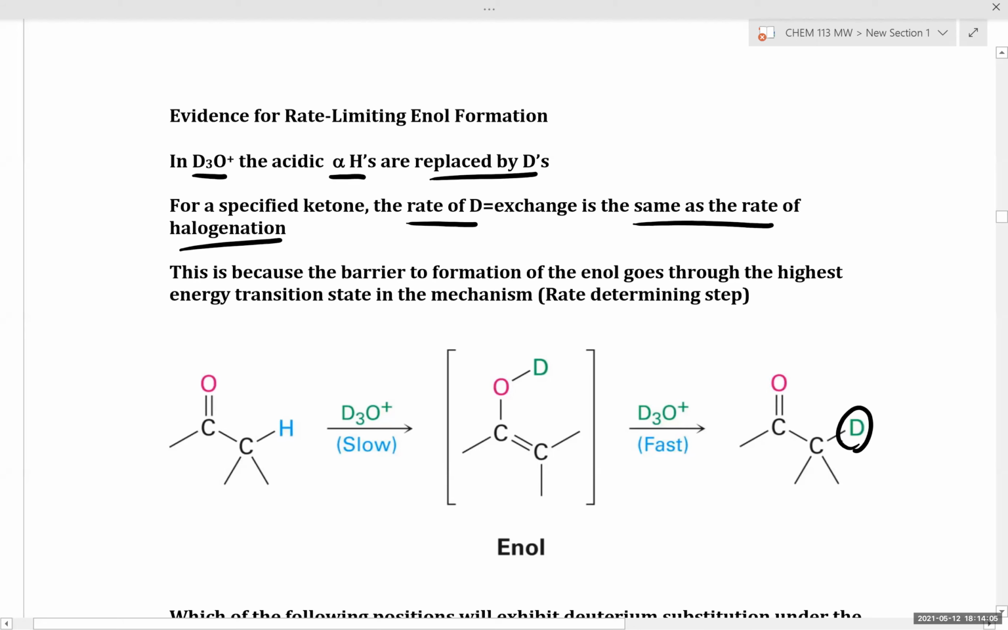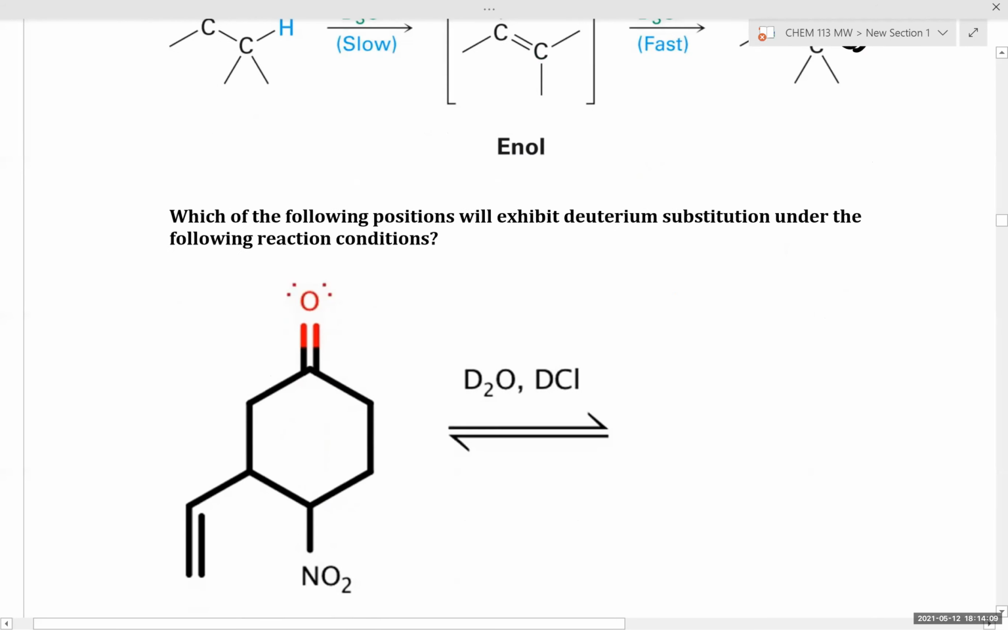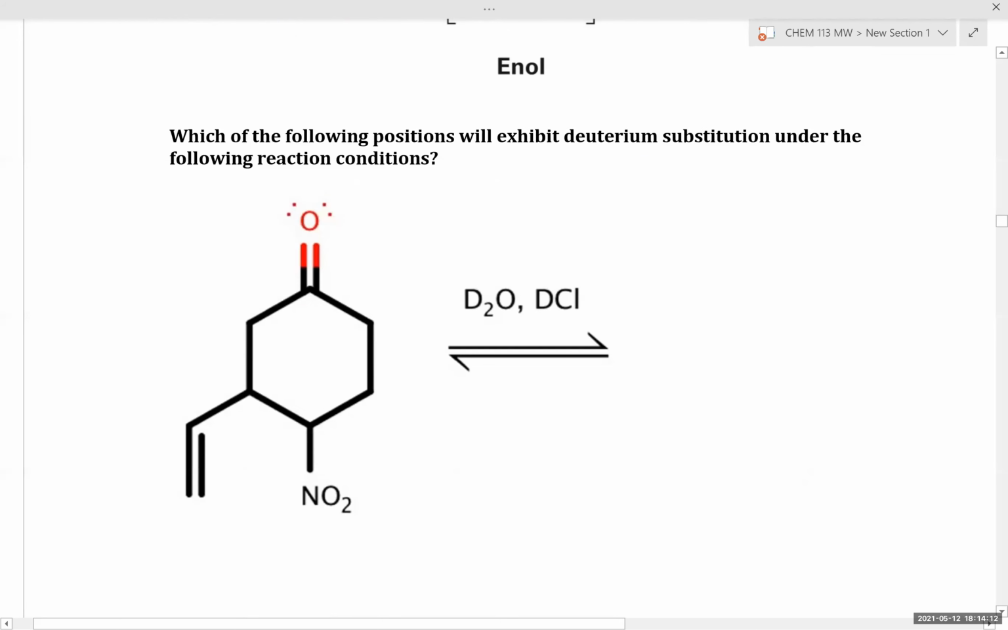So with that context in mind, let's take a look at the following molecule and let's try to draw out what positions would exhibit deuterium substitution under the reaction conditions. And I'd like you to presume that we're using relatively dilute acid. So we're not going to high temperatures. So what positions in this molecule would we expect to see deuterium incorporation?